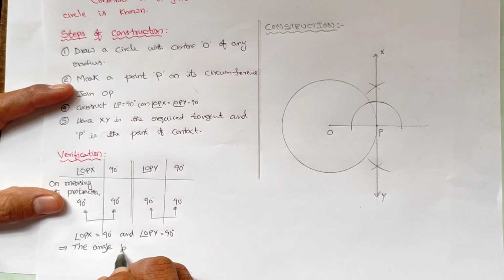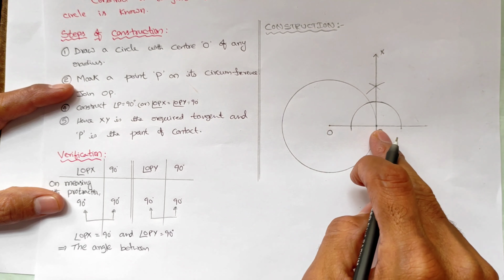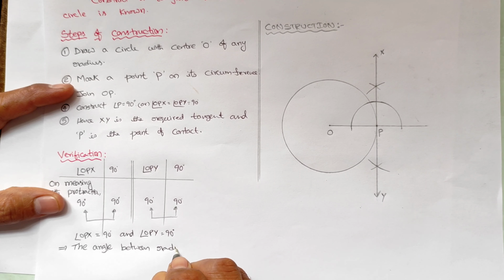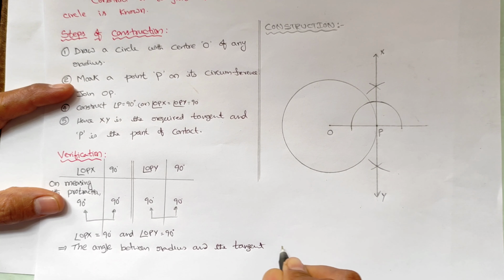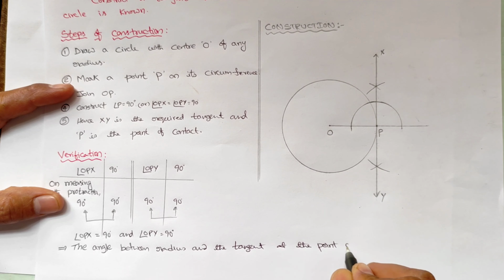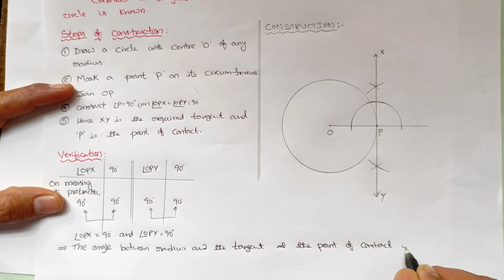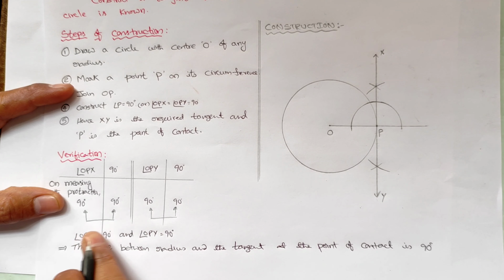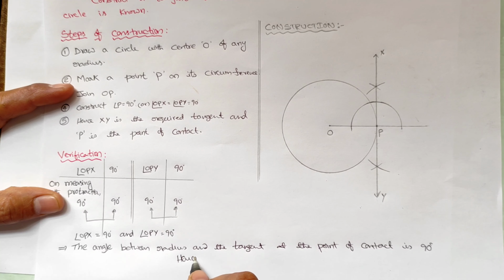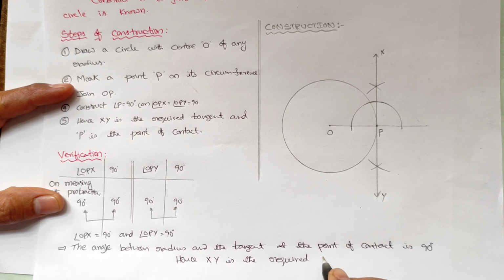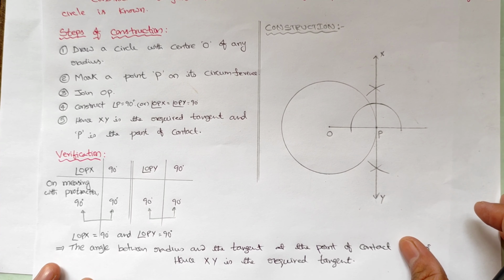Right. The angle between the radius and the tangent at the point of contact is 90 degrees. So here we got 90 degrees. Hence XY is the required tangent. XY is the required tangent. With this, the construction gets completed.